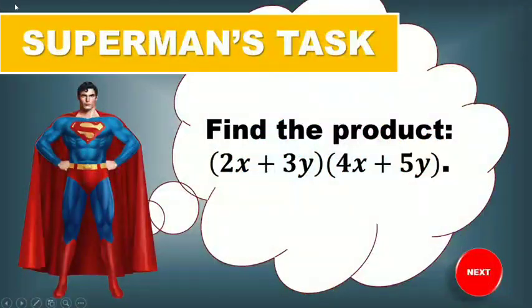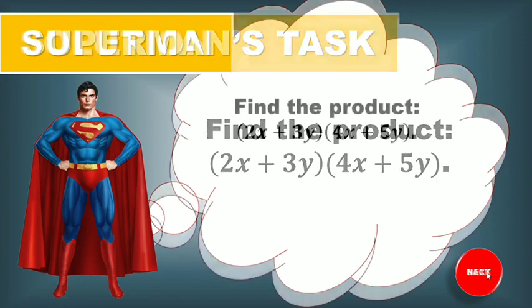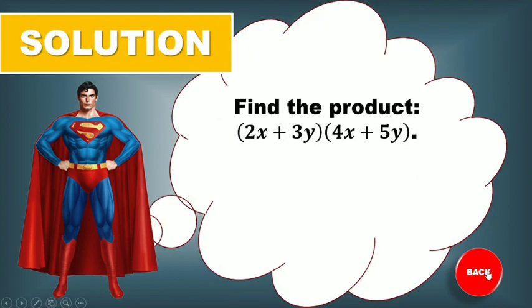Superman's task is to find the product of these two binomials, 2x plus 3y times 4x plus 5y. So how are we going to help Superman with his task? As I recall, all we have to do in solving this is to use the FOIL method. So let's have this solution. We are going to find the product of these two binomials. Since they are not the same and there is no special product pattern, all we have to do is use the FOIL method.